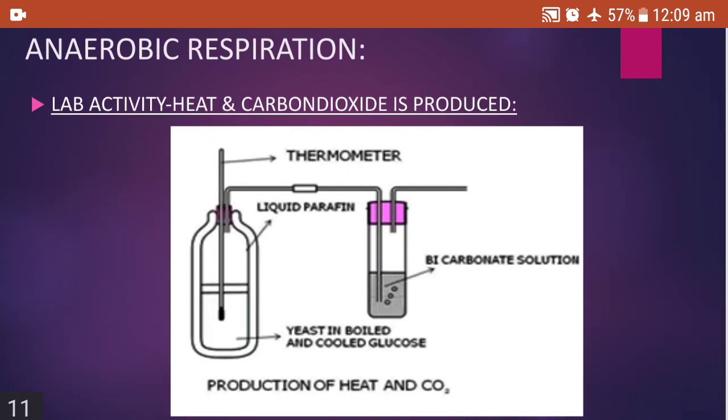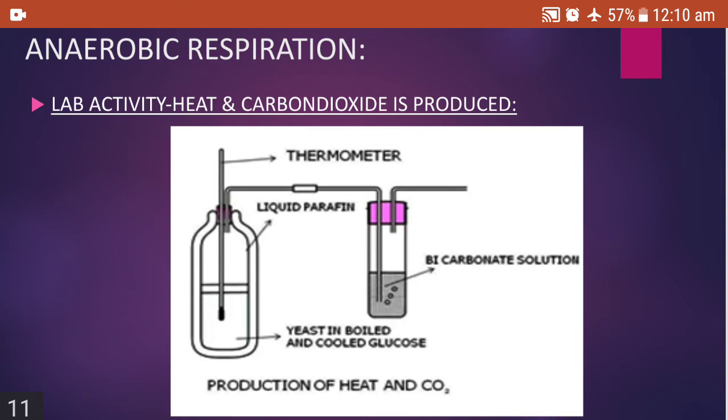Now coming to anaerobic respiration. What do you understand by anaerobic respiration? Respiration taking place in the absence of oxygen is called anaerobic respiration. So here we are going to perform a small activity where you can observe in this lab activity that carbon dioxide is released during anaerobic respiration. We want to prove that.